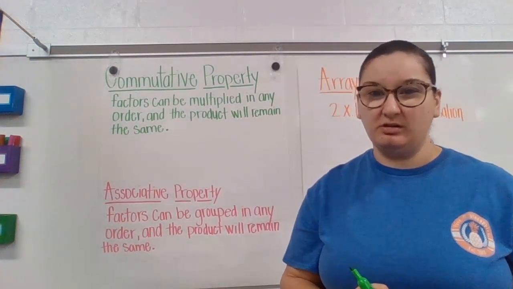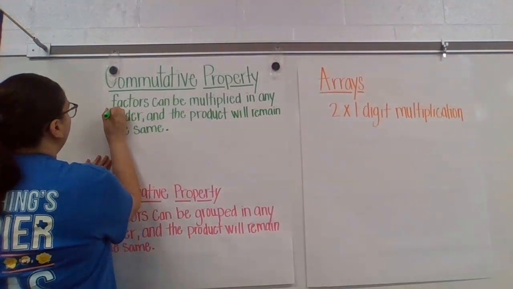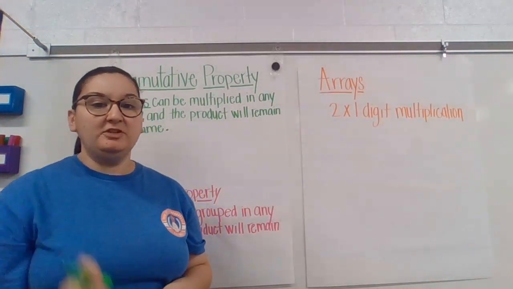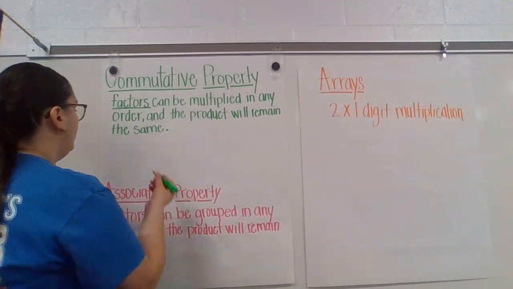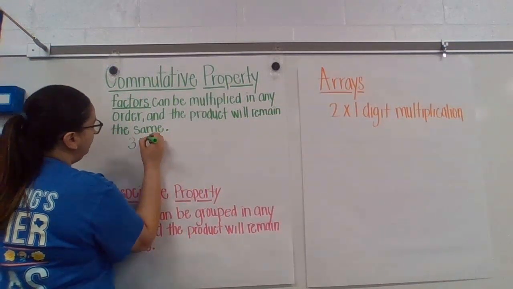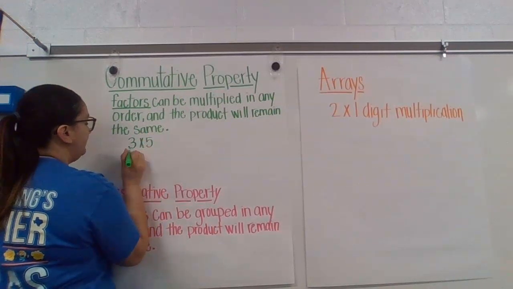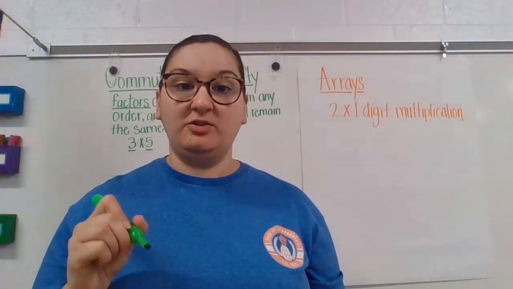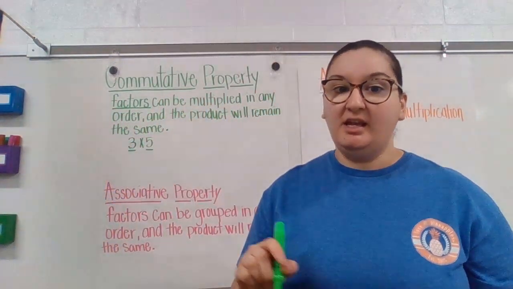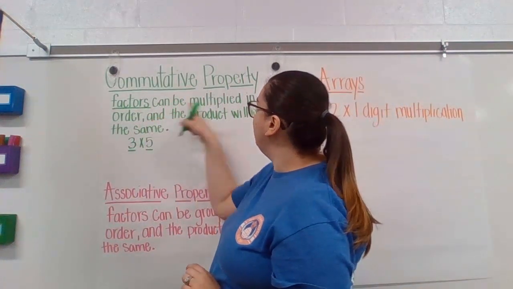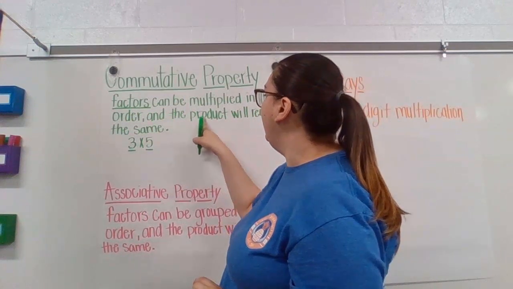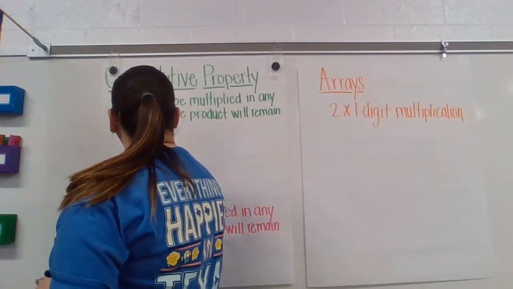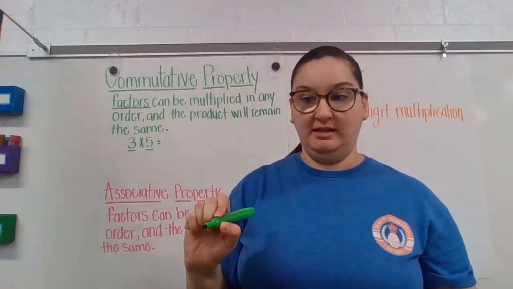So let's look at some of these words. Factors. I want you to think about what are factors? Factors are what you're multiplying. So 3 times 5. 3 and 5 are your factors. Factors can be multiplied in any order and the product will remain the same. The product is what you get when you multiply 3 times 5.